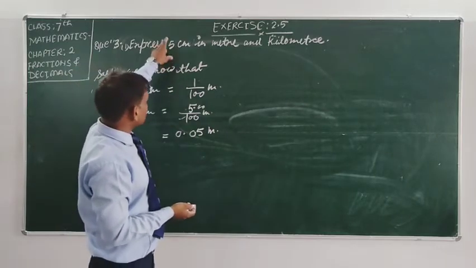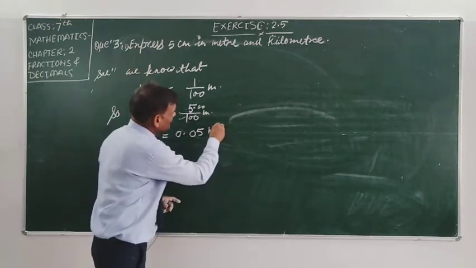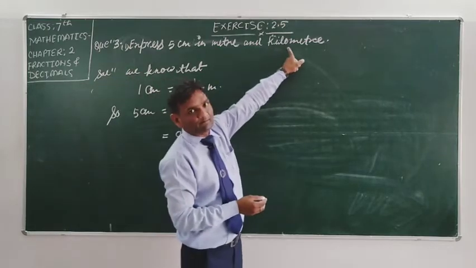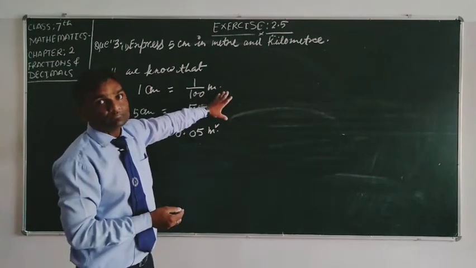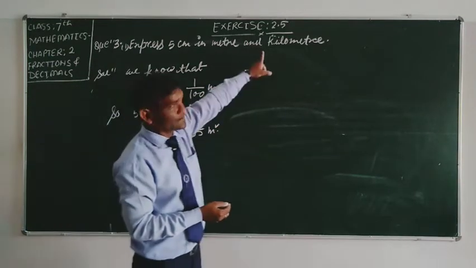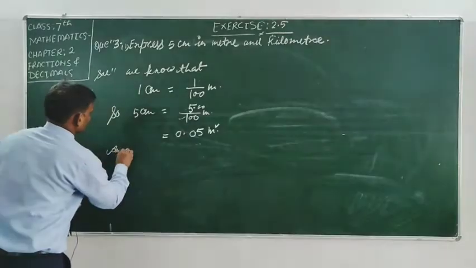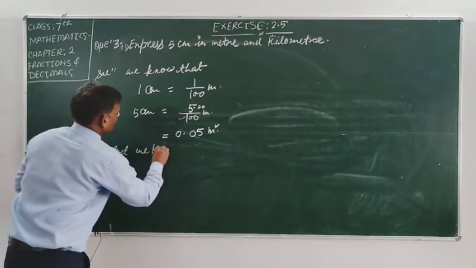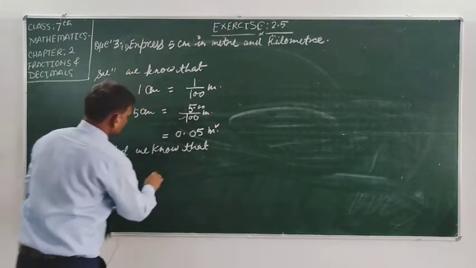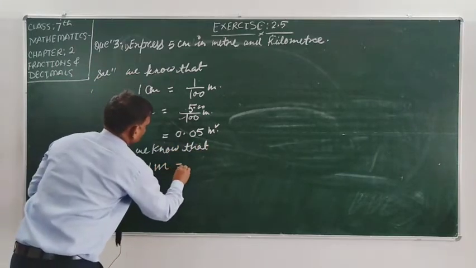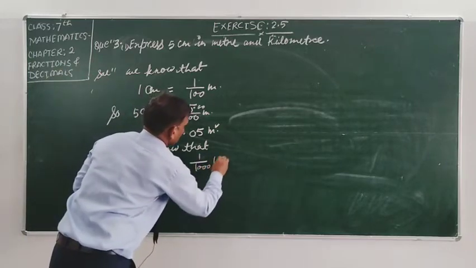Now we have changed 5 centimeter in meter, student. Now this value we require to change in kilometer. इस मीटर को हमें किलोमीटर में चेंज करना है. मीटर को किलोमीटर में चेंज करना है. And we know that 1 meter is equal to 1 upon 1000 kilometer.